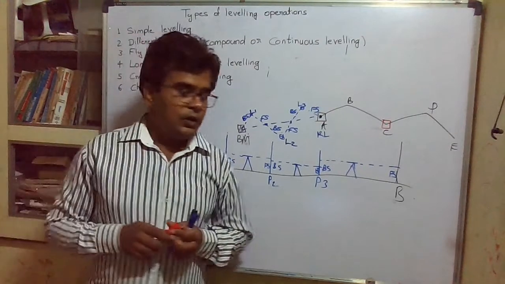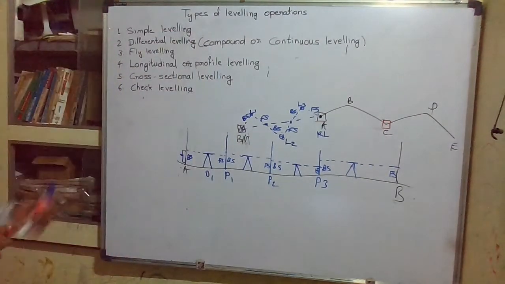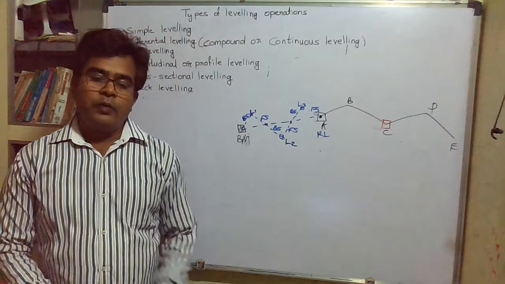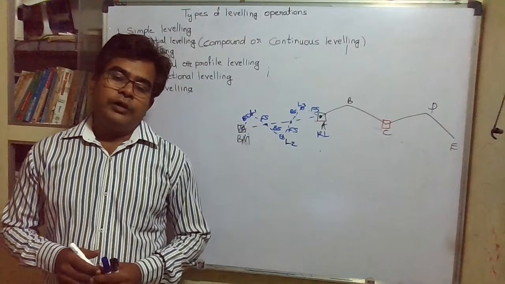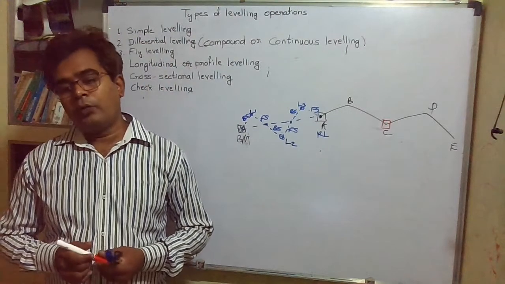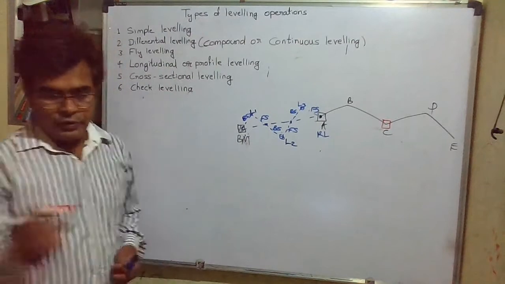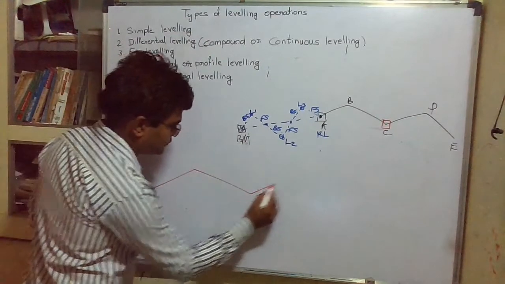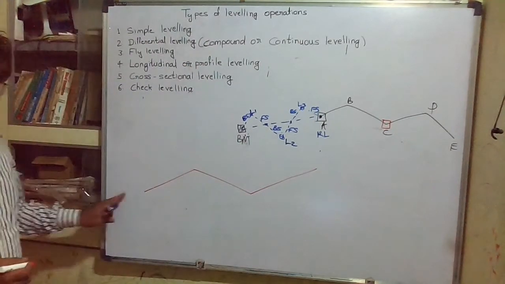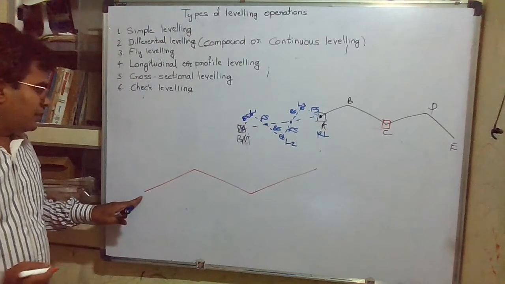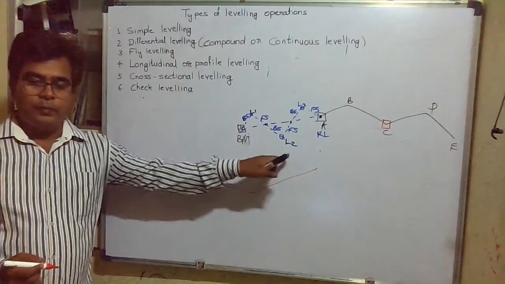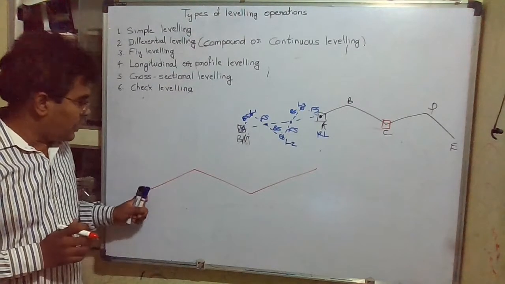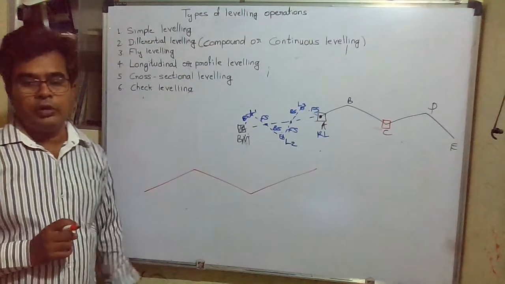Okay, then next is longitudinal or profile leveling. In any engineering project, let it be a road or railway, we need to know the undulations of the ground along that alignment. Suppose this is the alignment of a road. Alignment means we can say that it is the center line of a road. We have to construct some new road. First, what we do, we mark the center line of the road on the ground.